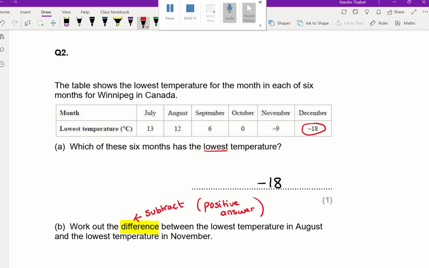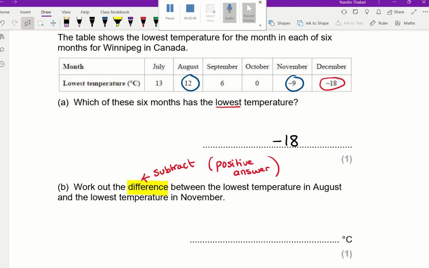The difference between the lowest temperature in August and the lowest temperature in November. So they want you to find the difference between August and November. Now, this is what you're actually doing. You're basically saying this is 0, this is 12, this is negative 9. The difference is that distance, how to get from negative 9 to 12.